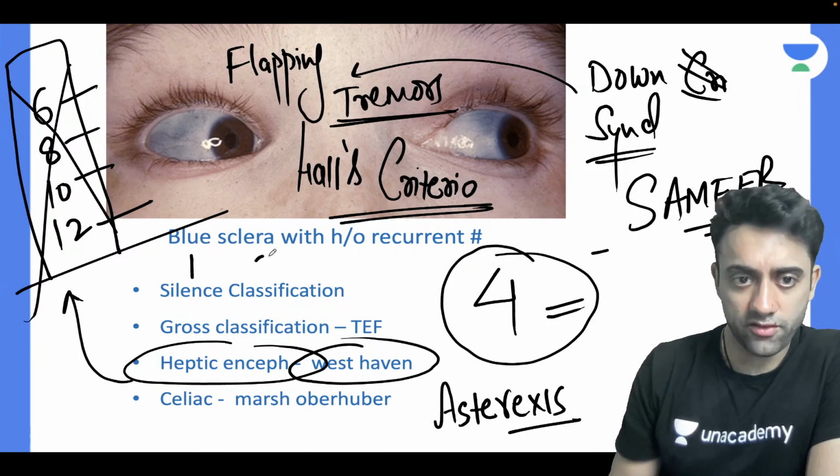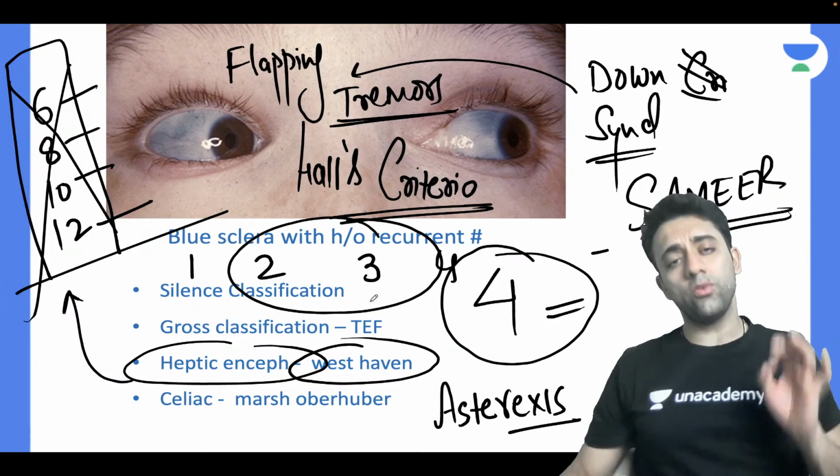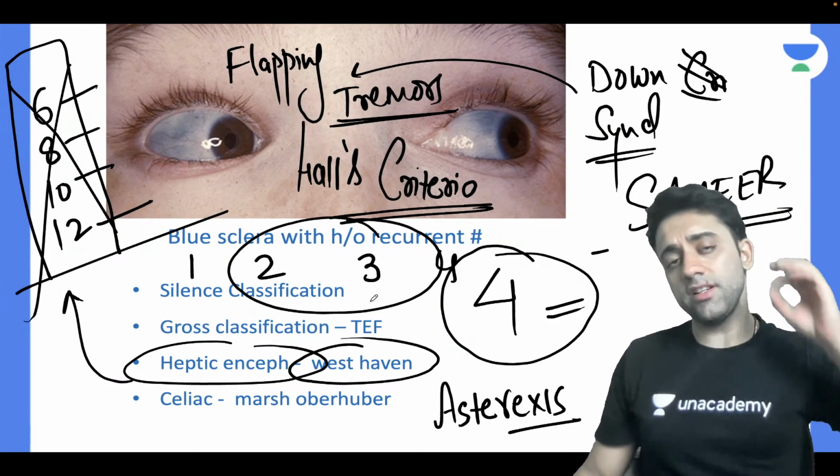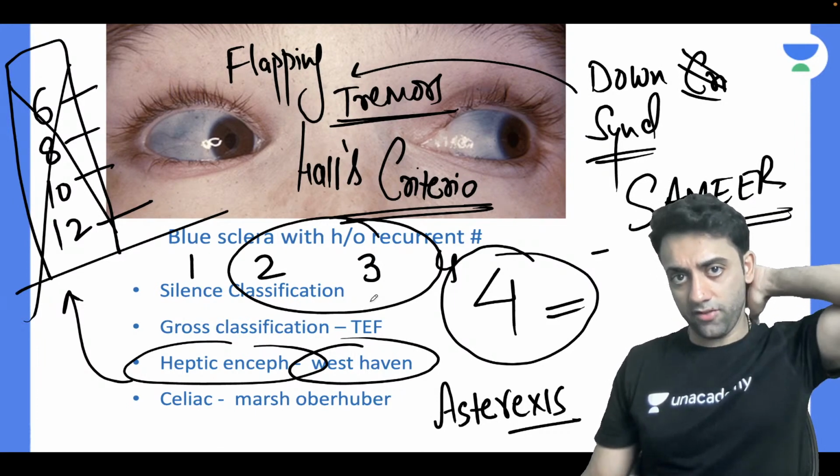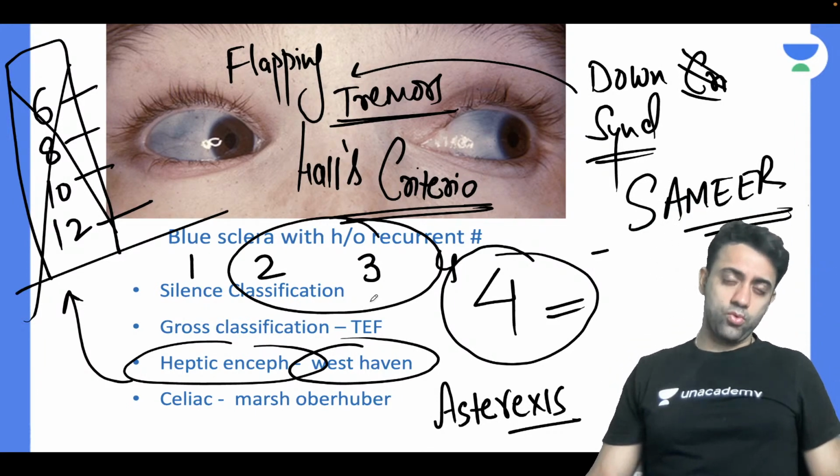There are four stages of hepatic encephalopathy: stage 1, 2, 3, 4. Only and only in stage 2 and 3 there are features of flapping tremors. Stage 1 and stage 4 do not have the feature of flapping tremors. It is only stage 2 and stage 3.